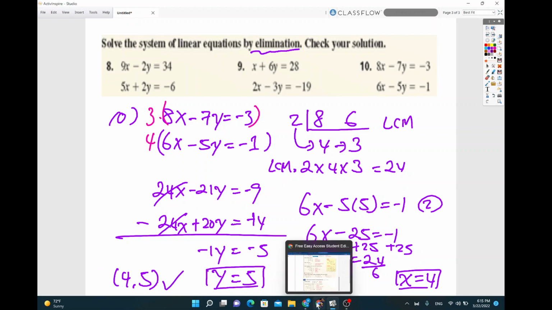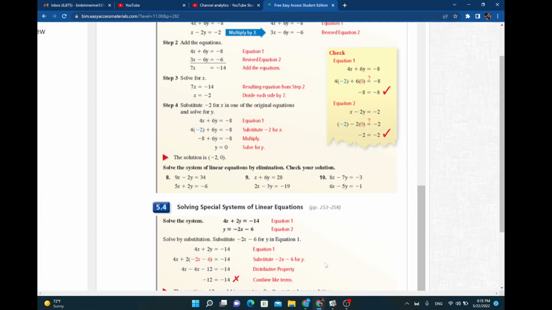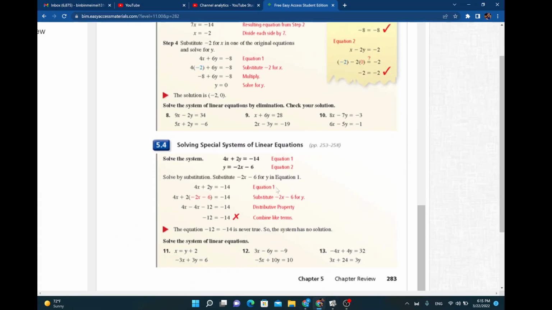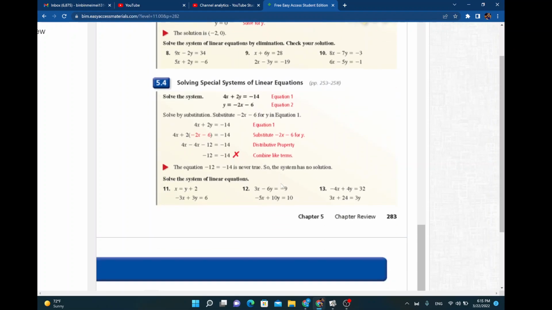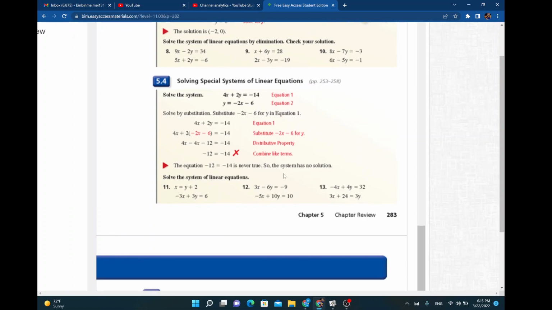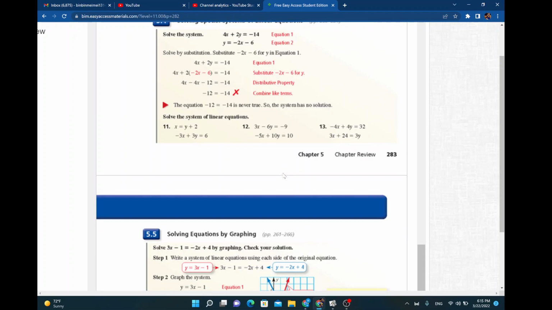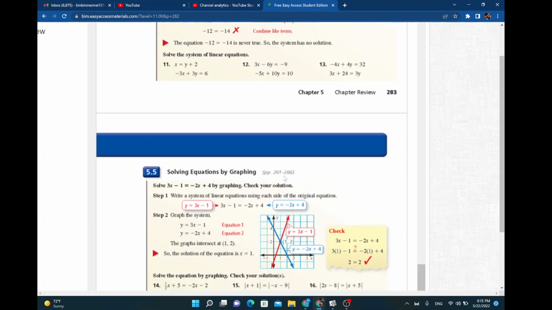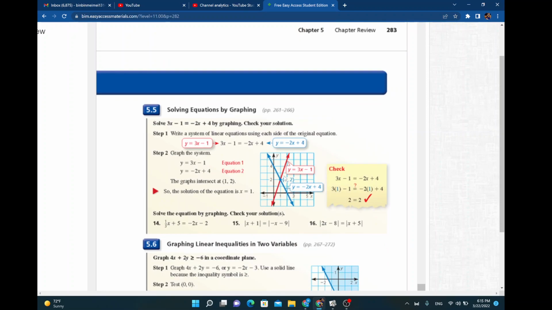And now, let's see what else we have for the next section. The next section here is all about solving special systems of linear equations. This one, the special one, doesn't require any particular technique. You can use elimination, substitution, or the graphing technique to find the point where they intersect. The other one is solving equations by graphing. Similar to what we're doing, but this one involves absolute value. Okay, so we'll look at that.